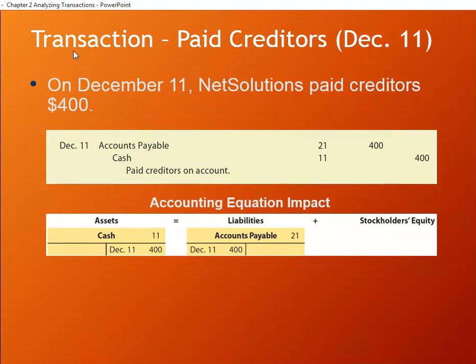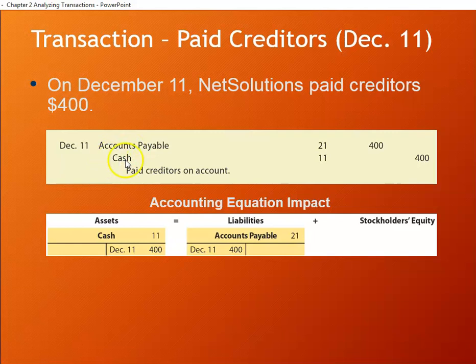Paid creditors on December the 11th. Net Solutions paid creditors $400. Okay, so what is this? This is that remaining $400 that Net Solutions owed for those supplies that they had purchased. That's what this is. So we're going to debit the accounts payable, because this is how we get rid of it. We set up liabilities with credits, and then we get rid of those liabilities with a debit over here to the left.